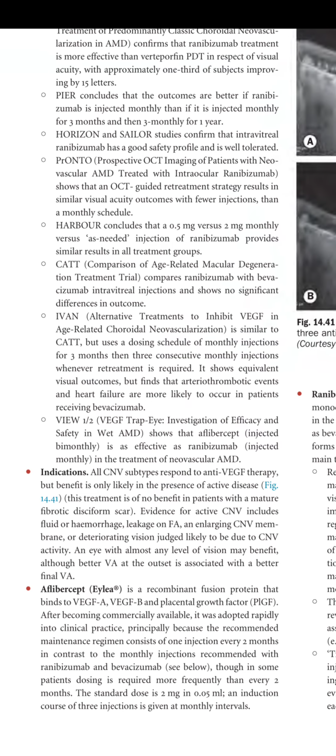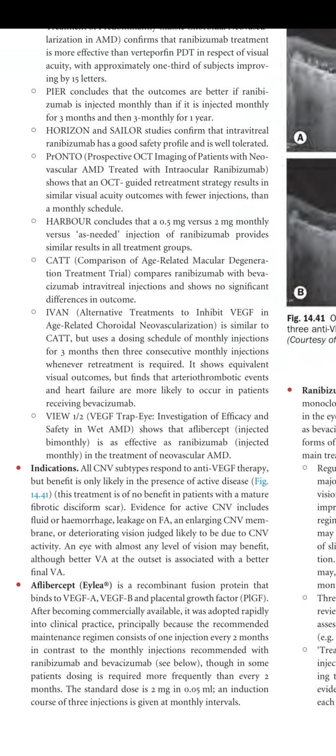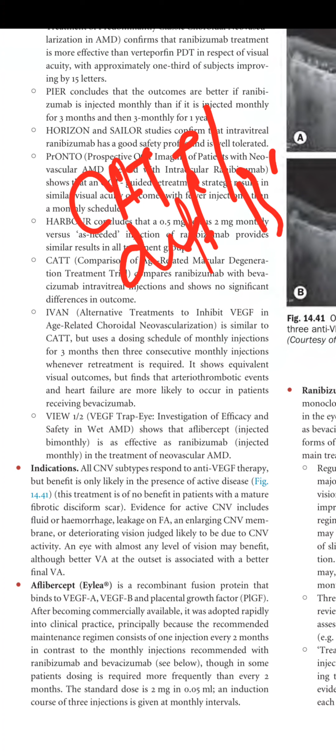The HARBOR study concludes that 0.5 milligram versus 2 milligram, monthly versus as needed injection of ranibizumab, provides similar results in all the treatment groups. So the HARBOR study proves that there is no difference between the dosages. The CATT study, the Comparison of Age-related macular degeneration Treatments Trial, compared ranibizumab with bevacizumab intravitreal injections and shows no significant difference in outcome. So the CATT study basically studied the difference between bevacizumab and ranibizumab, but it showed no difference.